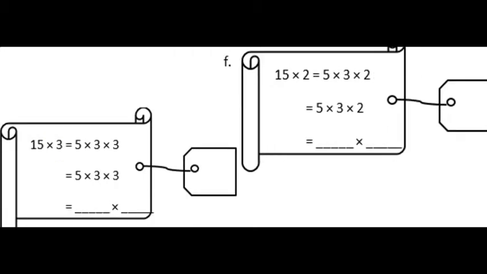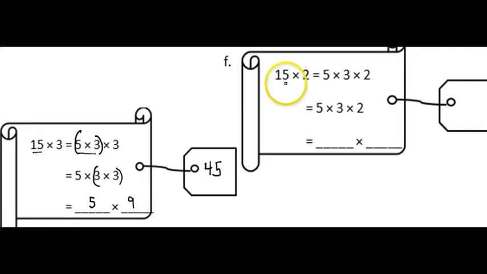Here are a couple more examples. I have 15 times 3. I'm going to break the 15 times 3 into 5 times 3 times 3. 15 is the same as 5 times 3. That allows me to shift my parentheses. And now the problem I'm doing is 5 times 9. I know that 5 times 9 is 45. So 15 times 3 is also 45.